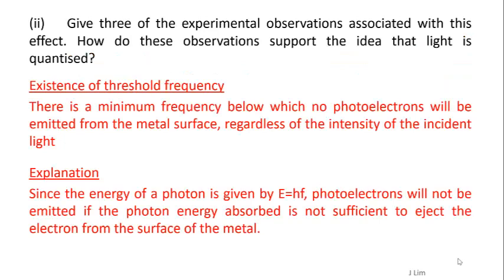Existence of threshold frequency. There is a minimum frequency below which no photoelectrons will be emitted from the metal surface, regardless of the intensity of the incident light. Since the energy of a photon is given by the product of h and f, photoelectrons will not be emitted if the photon energy absorbed is not sufficient to eject the electron from the surface of the metal.